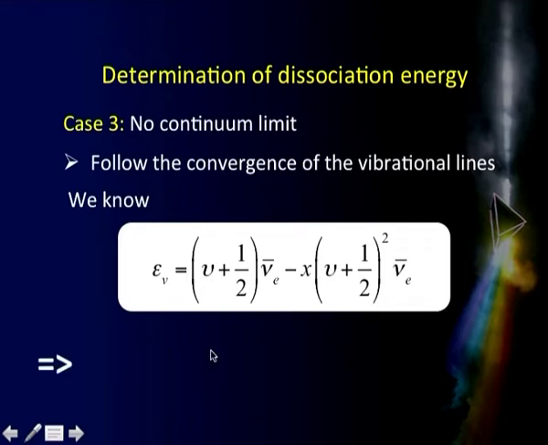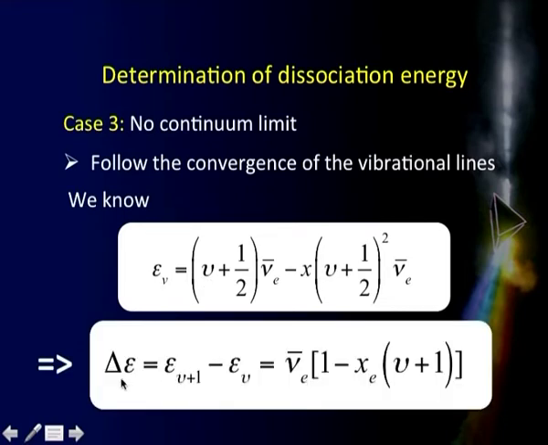And if I find out the expression for delta E, that is, energy of the V plus 1 level minus energy of the Vth level, if I just substitute that and work out, this comes out to be the following expression, where Xe happens to be the anharmonicity constant there, and V is the vibration quantum number.